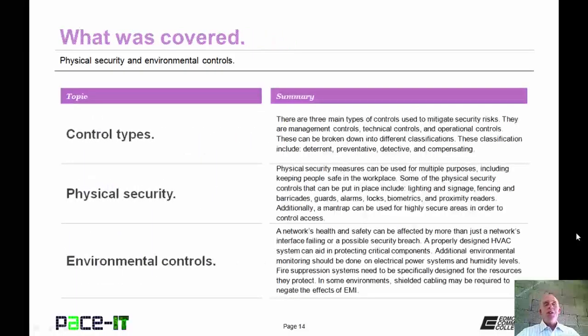That concludes this session on physical security and environmental controls. I began by talking about the various control types, then I moved on to physical security controls, and I concluded with a brief discussion on some environmental controls.